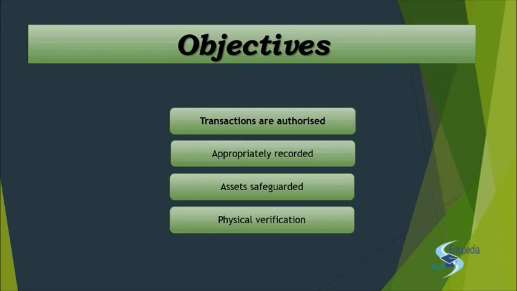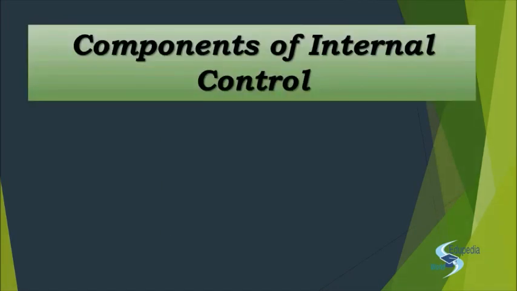Now we move on to one of the most important parts, the components of internal control. It is a detailed discussion on the 5 components, and that will take a substantive amount of time. So we think it would be better to cover it in the next lecture. Today I'll just give you a glimpse of the 5 components, and we'll cover them in detail in the subsequent lecture.